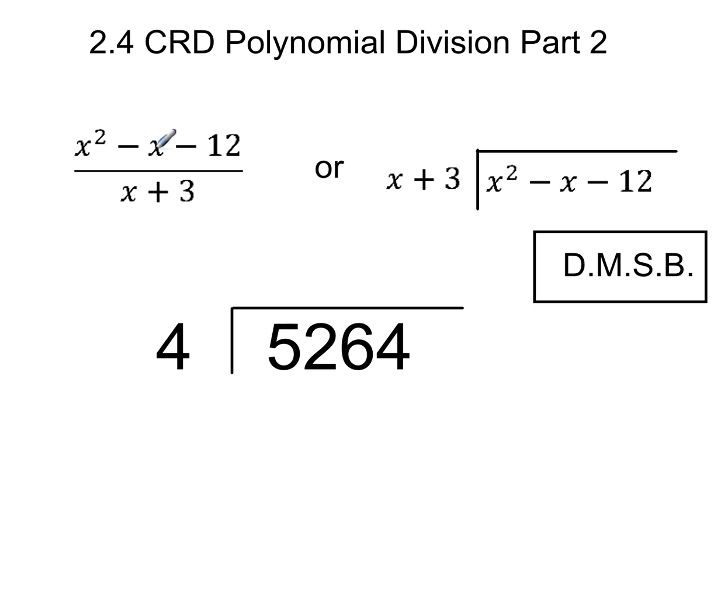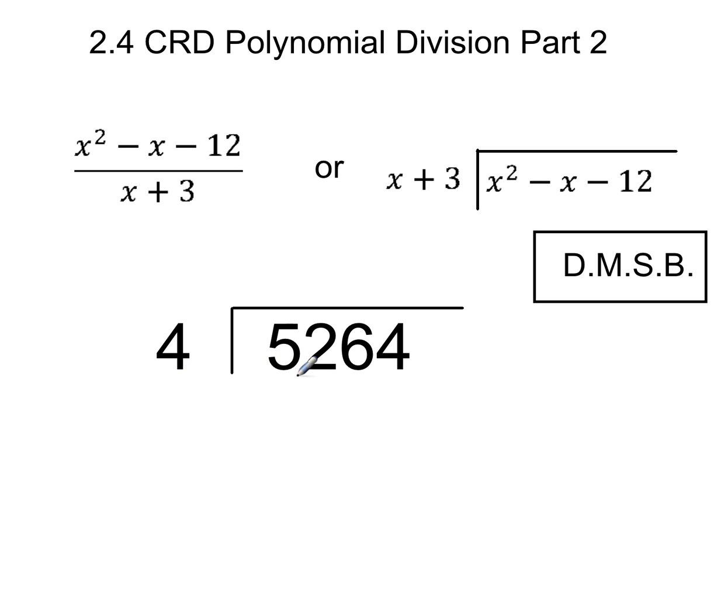So we're going to be looking at the same problem from the last video, and it was in the lesson, x squared minus x minus 12 divided by x plus 3. Another way of writing that would be x plus 3 is on the outside of the house, and on the inside of the division house is x squared minus x minus 12. We'll do this problem on the next page, because first I want to remember how to do long division.